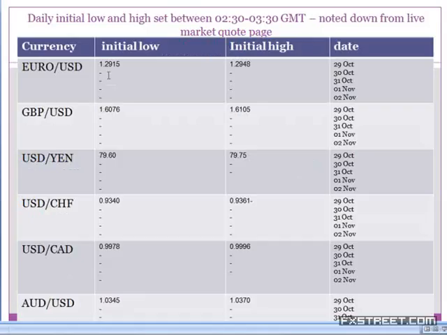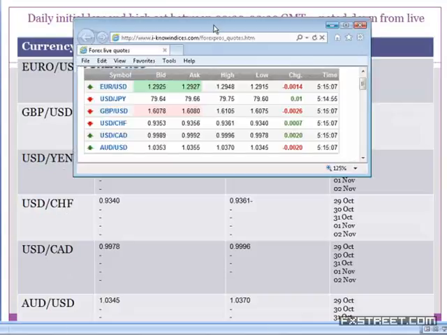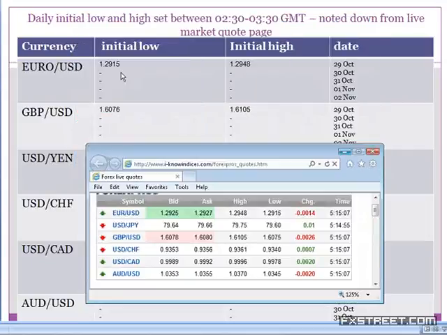So in the market reading, what we do is note down the initial lows and the highs in 4 majors and 2 commodity pairs. So euro formed the low 1.2915 around 3:30 GMT and the high 1.2948. You can see that they are not disturbed, they are not breached.